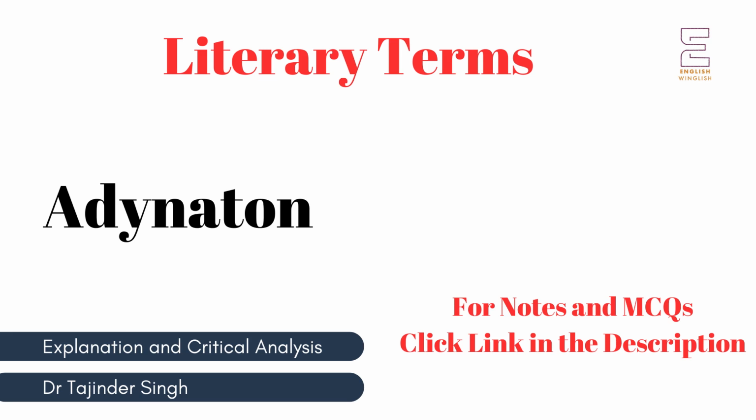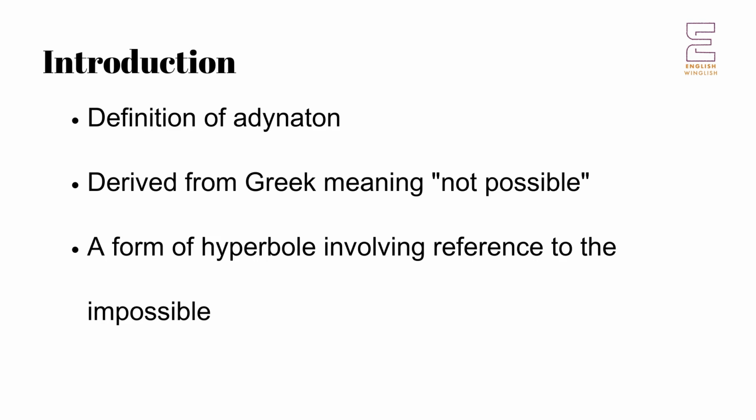the term Adynaton. Introduction. Adynaton, derived from the Greek word meaning not possible, is a rhetorical device that involves the magnification of an event or situation by reference to something impossible. It is a form of hyperbole that pushes exaggeration to its extreme, often creating vivid and imaginative expressions.